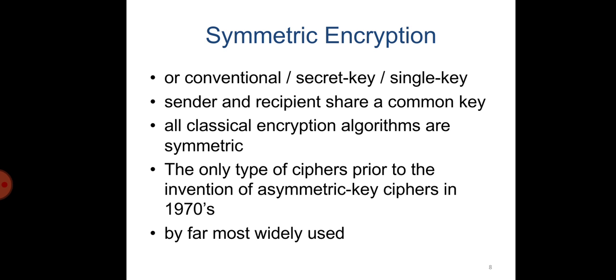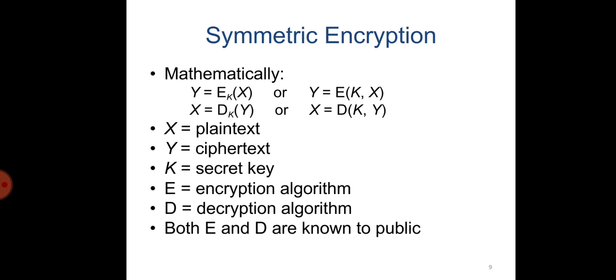Symmetric encryption or conventional secret key, single key. The sender and recipient share a common key. All classical encryption algorithms are symmetric. The only type of cipher prior to the invention of asymmetric key cipher in the 1970s, and by far most widely used.